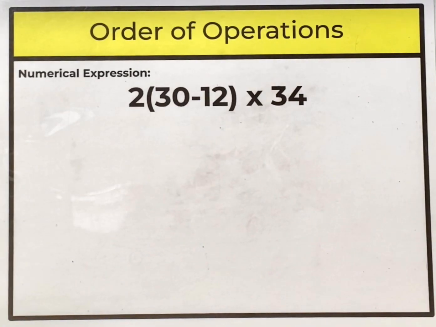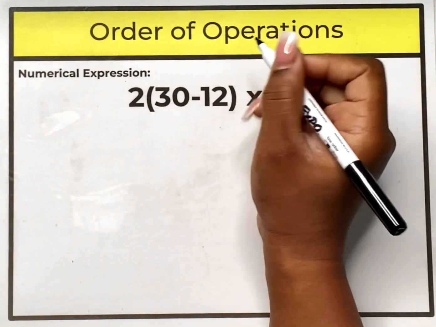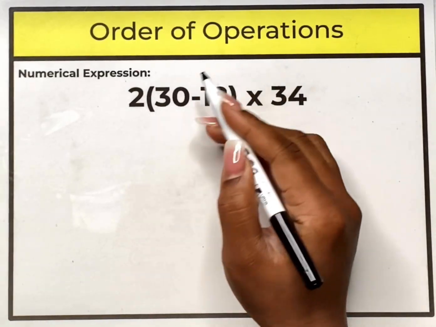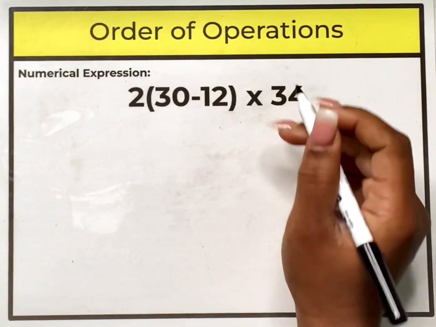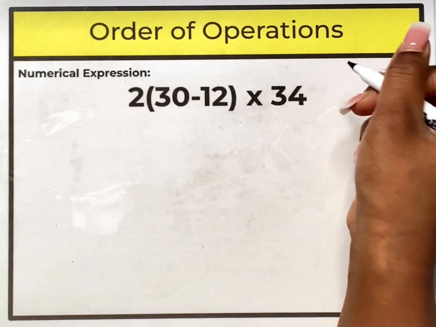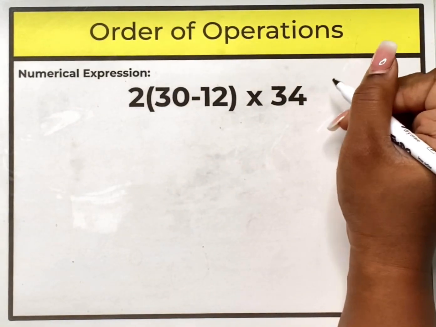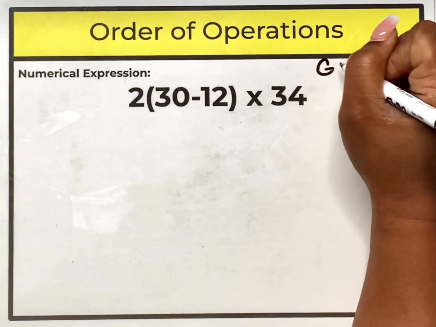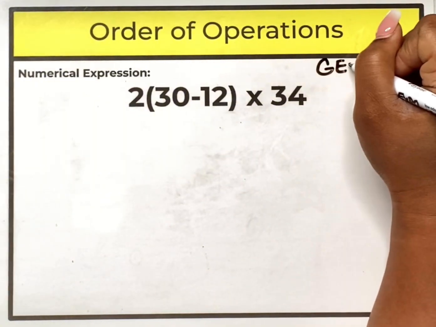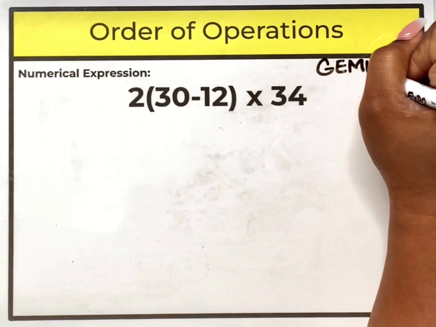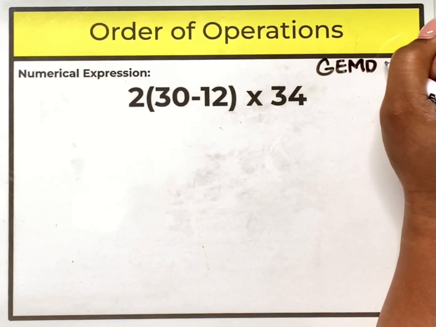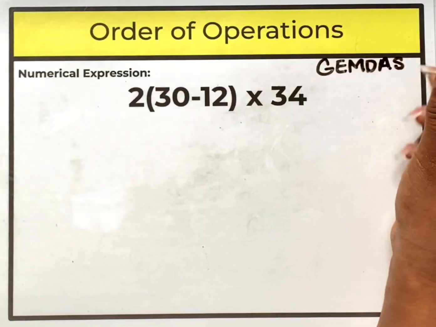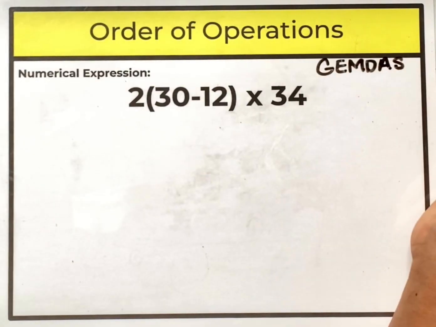Let's get started. Today we're going to practice solving numerical expressions, and this is known as the order of operations. Our focus strategy is going to be GEMDAS. Some people call it GEMDAS, which stands for grouping symbols, exponents, multiplication or division, whichever comes first, and addition or subtraction, whichever comes first from left to right.